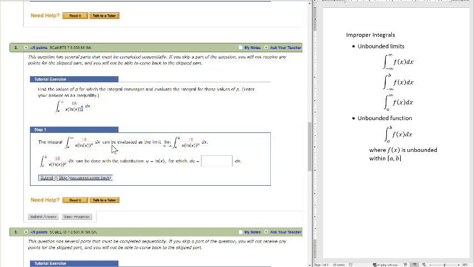So what we need to do to write this integral properly is to replace this infinity with some finite number b, and then we'll take the limit as b goes off to infinity. And so we have a regular integral that we should be able to find. We can do that by using a u substitution.